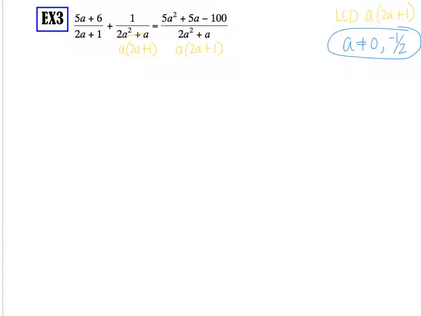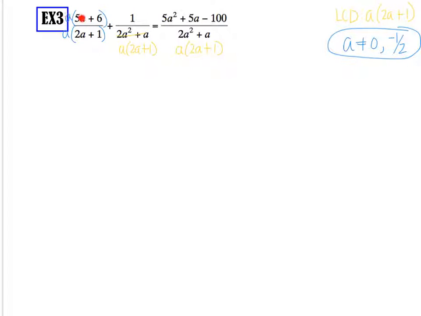So let's go back over, and what parts, if any, of the common denominator does each fraction need? So my common denominator is a times 2a plus 1, so this part has it. This fraction has it, and over here all that's missing is it needs the a. So I'm going to go ahead and multiply the top and the bottom by the a. So once I have that common denominator, what equation can I write? Well, it's just going to be what's in my numerator.